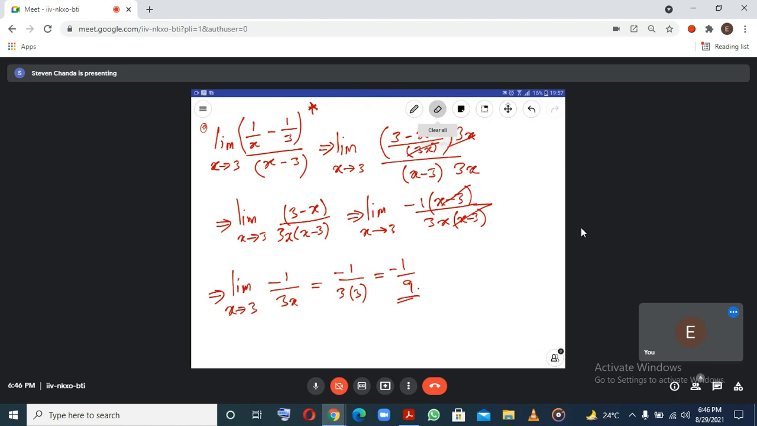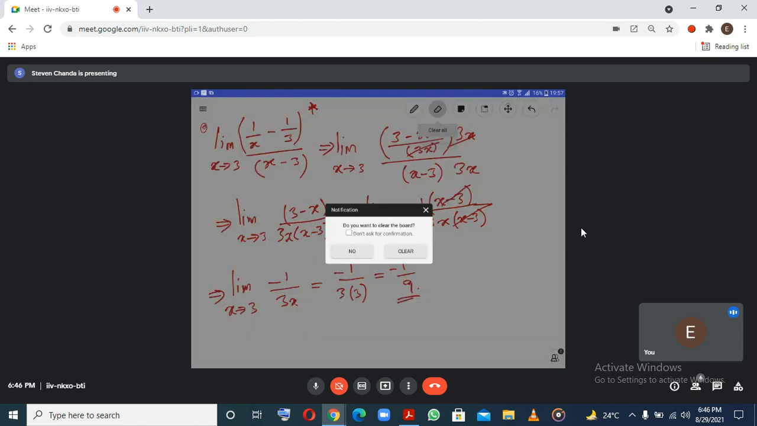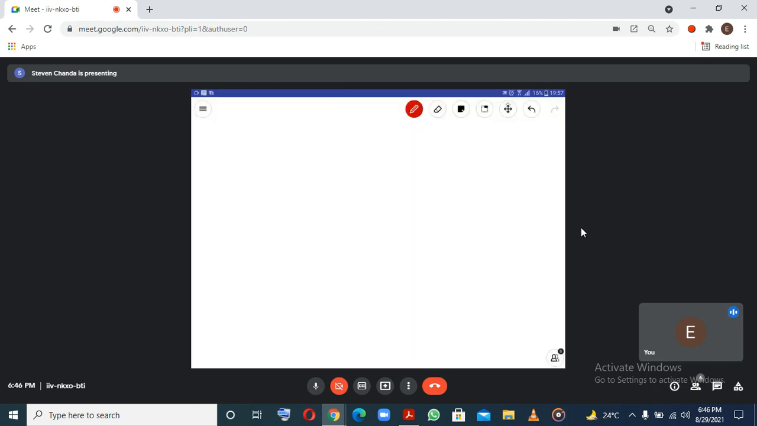So that's about it. Let's now look at the questions where we have a square root in what we are trying to find the limit for.